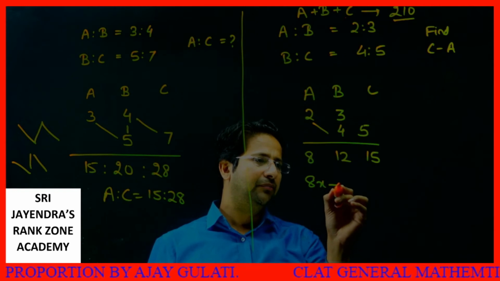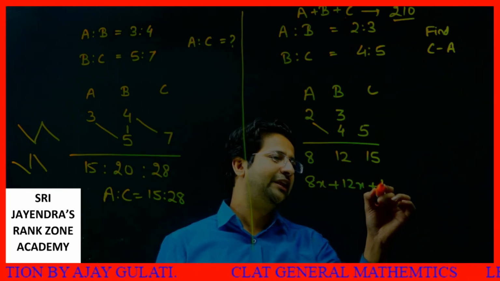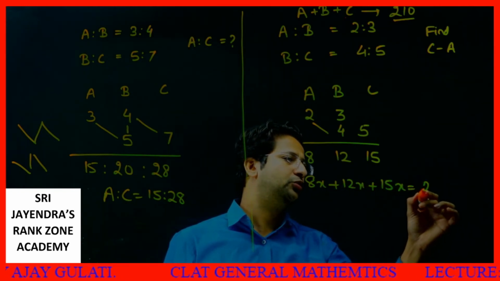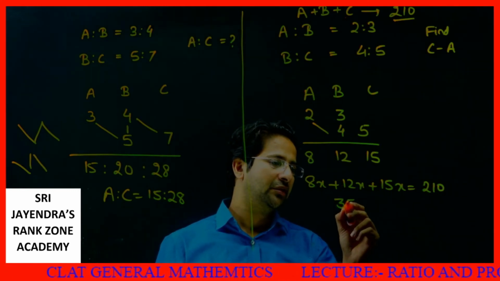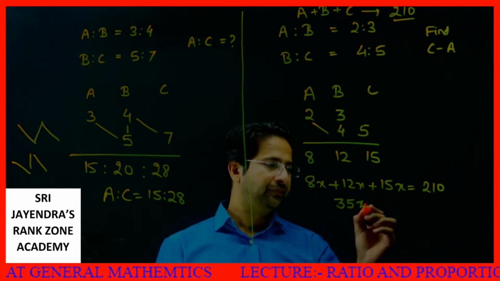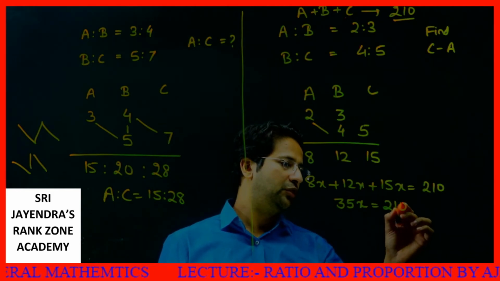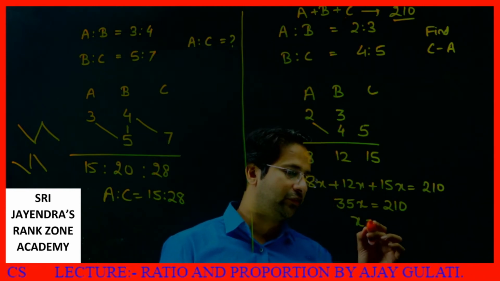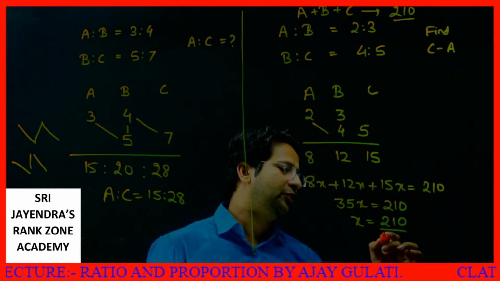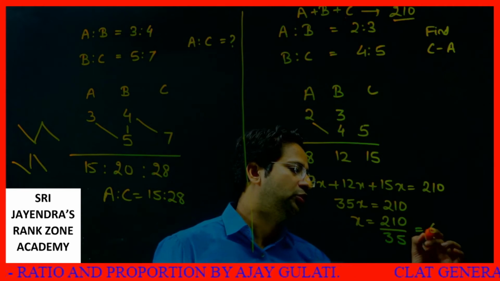8x plus 12x plus 15x is equal to 210. Only once I am doing this, then I'll show you the shortcut. 8 plus 12 is 20, 20 plus 15 is 35x. So 35x is equal to 210. Then I can say x is equal to 210 by 35, which is equal to 6.